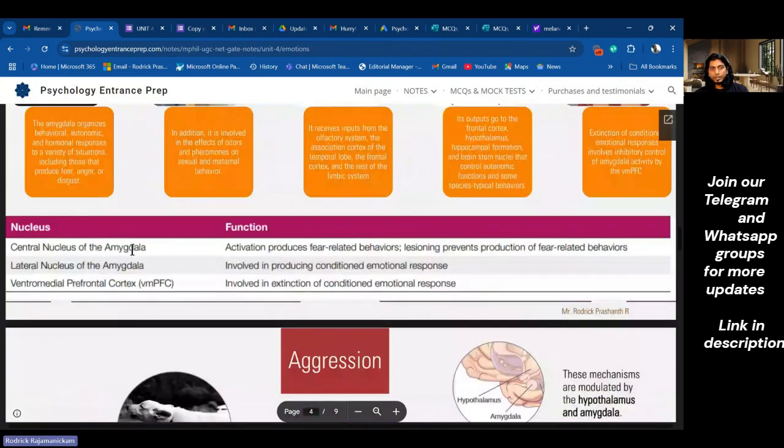Yeah. So central nucleus of amygdala is about producing fear-related behaviors. Lateral nucleus is about producing conditioned fear-related emotional responses.